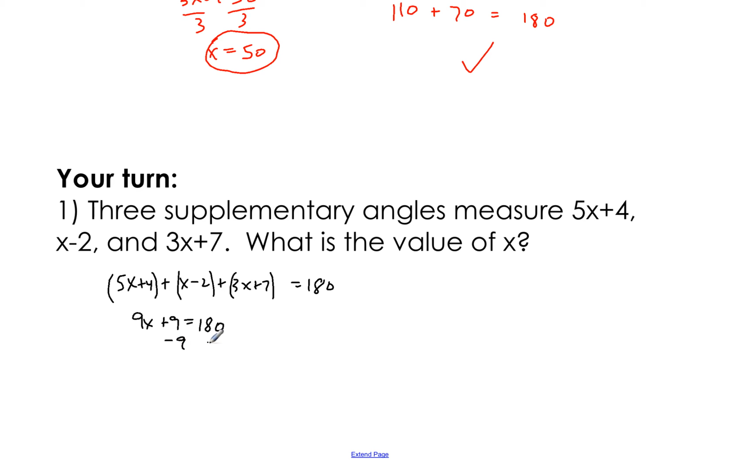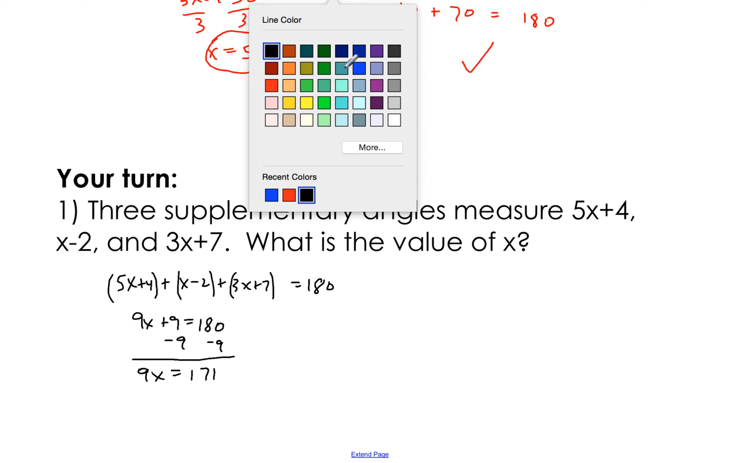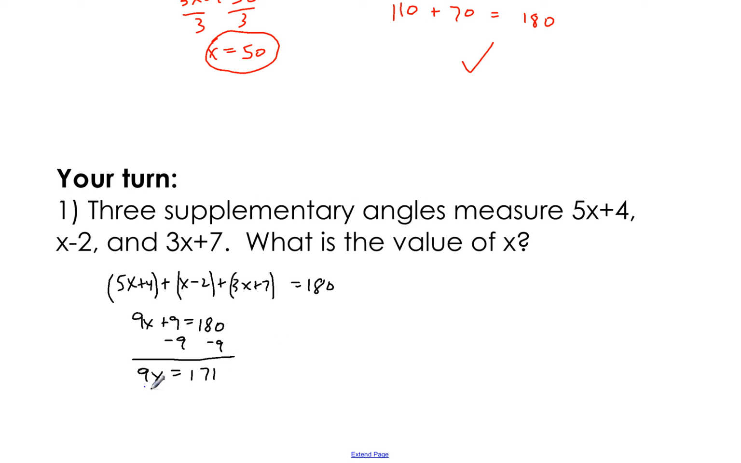I subtract 9 from both sides of my equation, and I get 9x is equal to 171. So at this point, what I do is I divide both sides of my equation by 9. So divide both sides by 9, and we get x is equal to 19. Okay, so they asked me to solve for x. I solve for x, but again, before I move on to the next problem, I want to make sure that my answer is really correct.